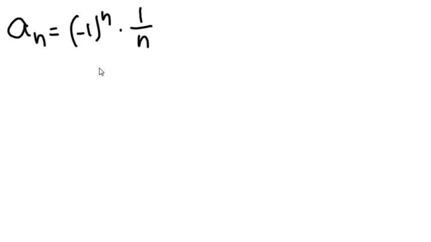Here's an interesting looking sequence. Looks like we have -1 to the n power times 1 over n. Well, we looked at what happened if the sequence was a sub n equals 1 over n. But let's see what this does to the sequence. All right, let's let n equal 1, 2, 3, 4, 5 like we did in previous examples. So when n equals 1, a sub 1, that's going to equal -1 to the 1 power, which is -1. 1 over 1 is 1, so -1 times 1, that's -1.